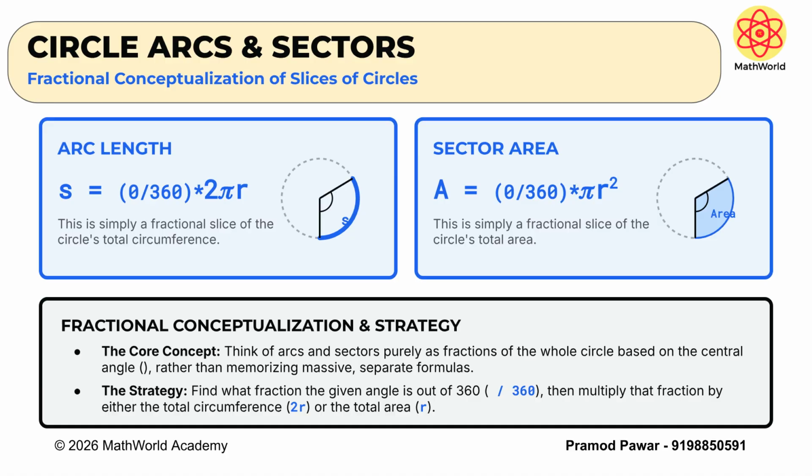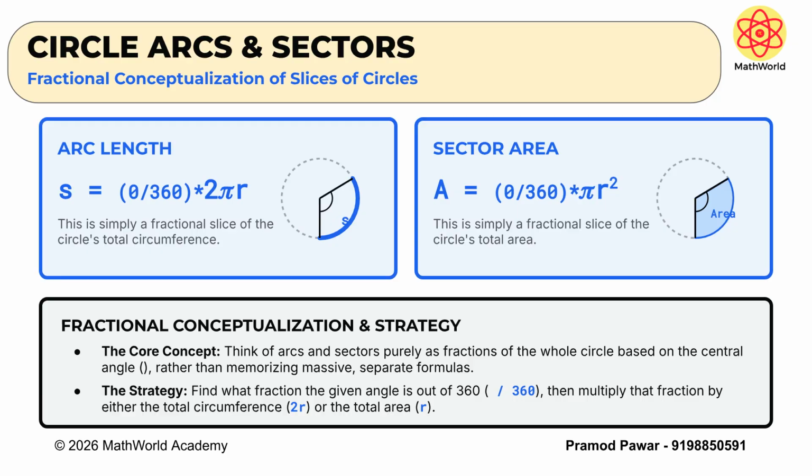All right, let's talk about circle arcs and sectors. If your central angle is in degrees, you just treat it as a fraction of the whole circle. For arc length, take that fraction, theta over 360, and multiply it by the full circumference, 2 pi r. For sector area, take that exact same fraction and multiply it by the total area, pi r squared.